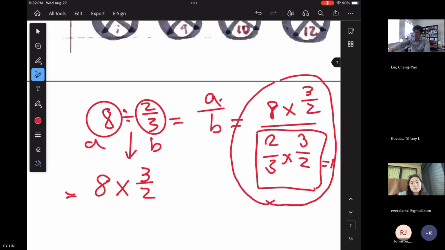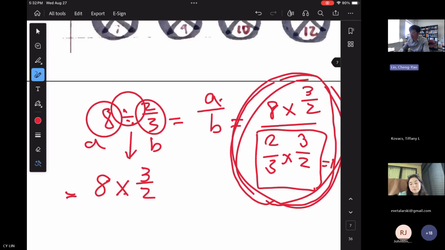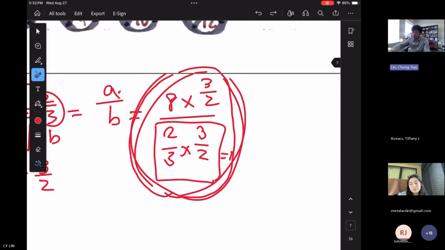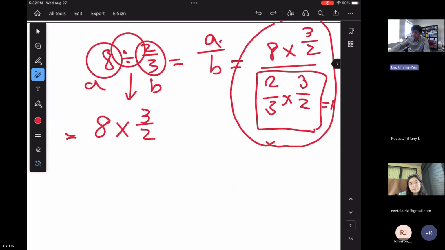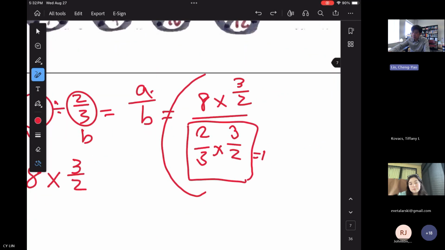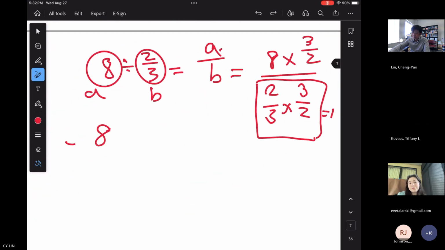All right. So that's the answer. I answered you how come we can change division into multiplication, because of this. So that answers the first question for this. Here, I want to answer you the second question. Let me see.